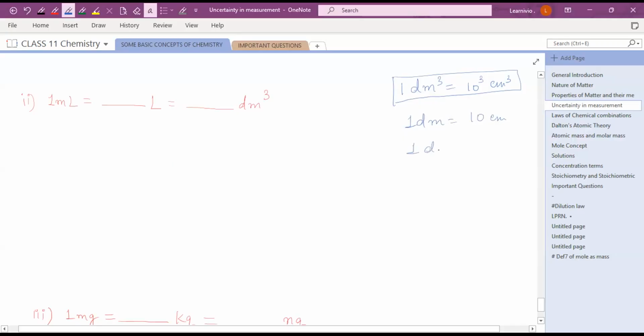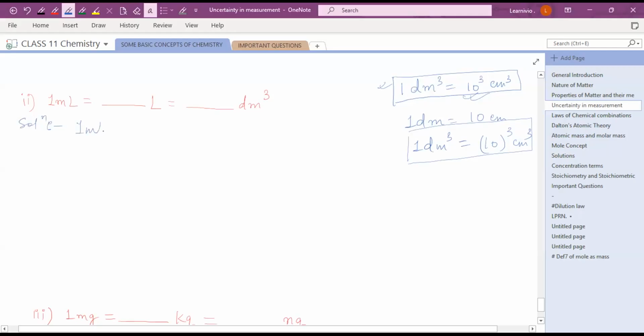So in 1 decimeter is equal to 10 centimeter. When we take cube both sides, what will it be? 10 to the power 3 centimeter cube. So 1 decimeter cube is equals to 10 to the power 3 centimeter cube. Just remember this relationship between decimeter cube and centimeter cube. Okay, let's see the solution first.